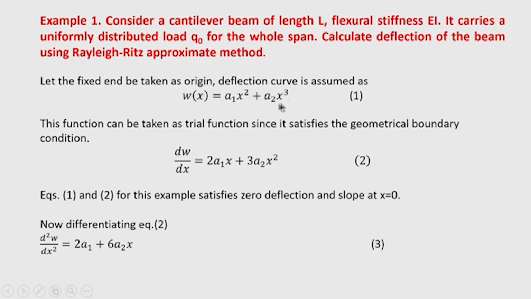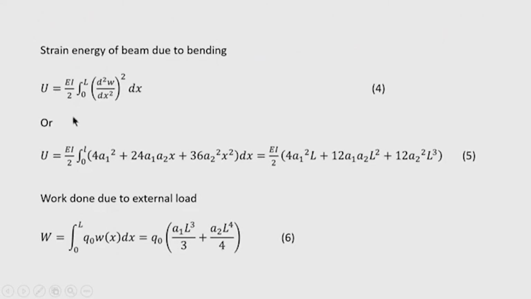So, first we use two terms of this series, Rayleigh's deflected series, or we use a polynomial expression with two terms, the quadratic term and cubic term, to approximate the deflected line, the elastic line of the beam. Now, once this is known, we can calculate the slope of this curve as well as the curvature of the curve. After getting the slope and curvature, we calculate the strain energy due to bending of the beam.